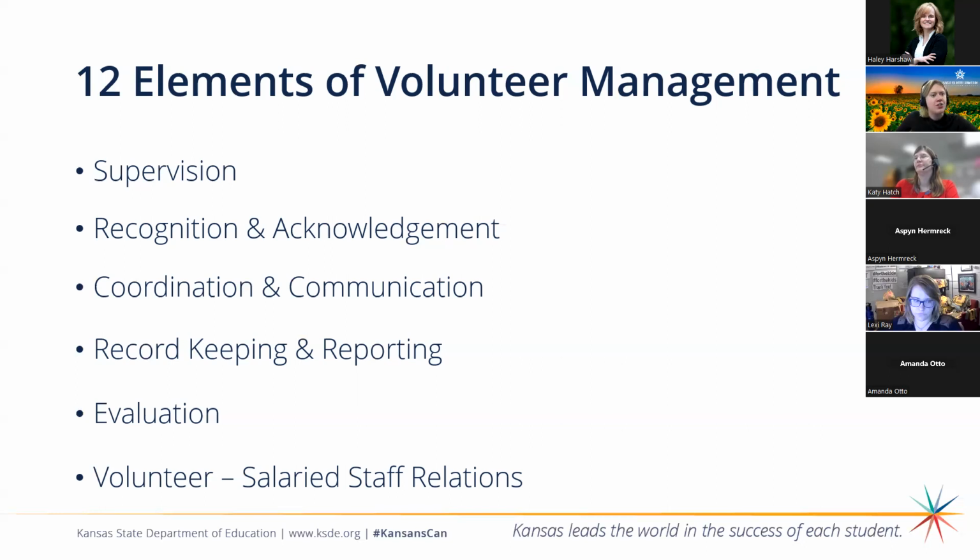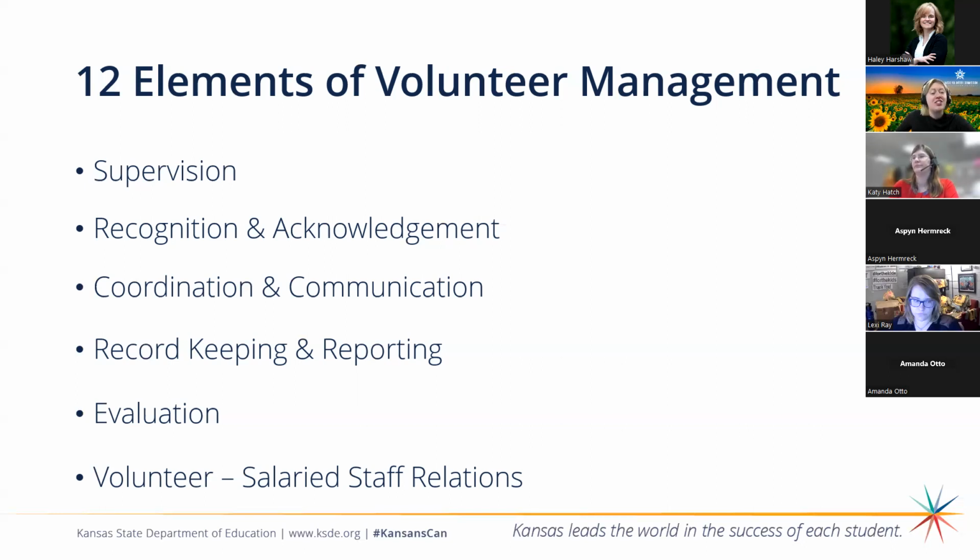Evaluation: asking volunteers to share feedback is so important. It's a valuable way that we can evaluate our program's success, and it also reinforces that volunteers are an important part of your community and the work that you're doing. Additionally, providing feedback to volunteers about their performance can help maintain motivation and encourage personal growth and program improvement.